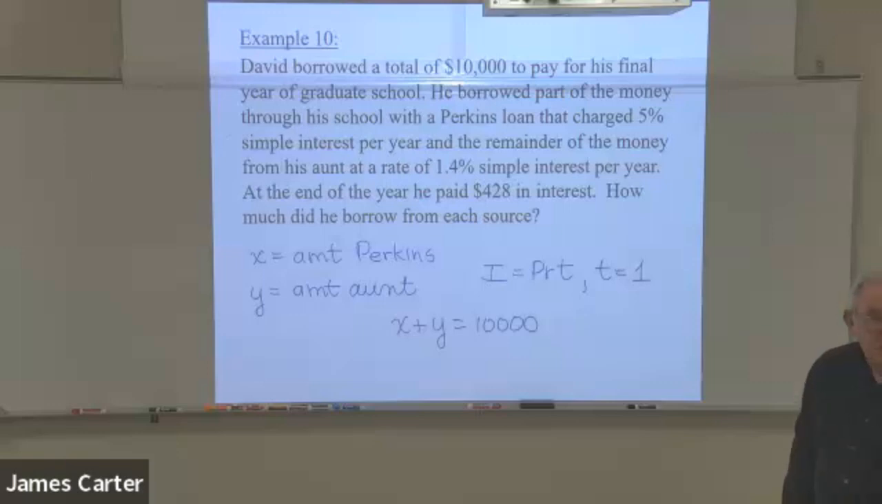Here's our first equation. The amount of money he borrows from Perkins plus the amount of money he borrows from his aunt is 10 grand. So far, that's just like the other problems, isn't it? Well, let's look at our second equation. Don't you think we're going to take these two amounts and qualify them with the interest rate on each one? So in that sense, it's just like all of the other problems we've set up.